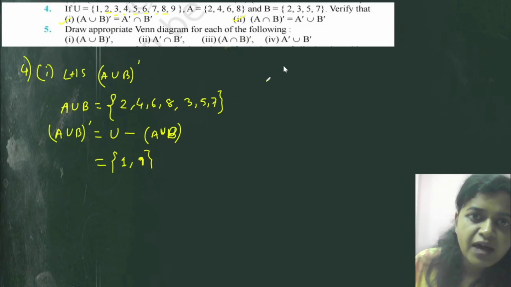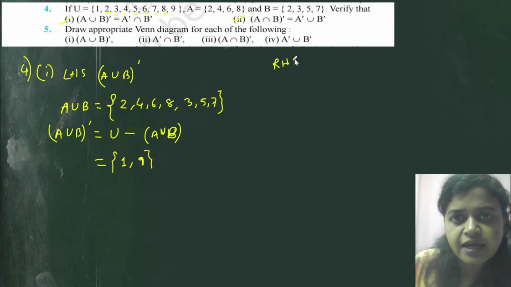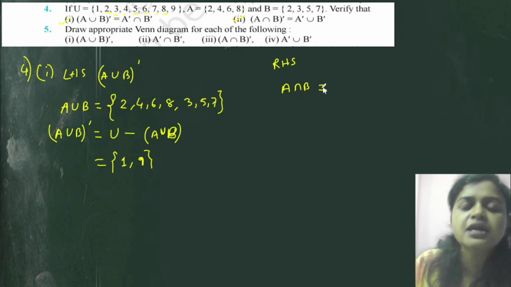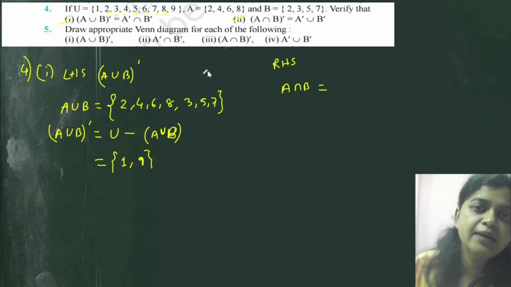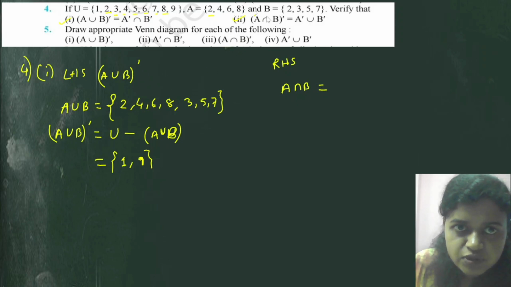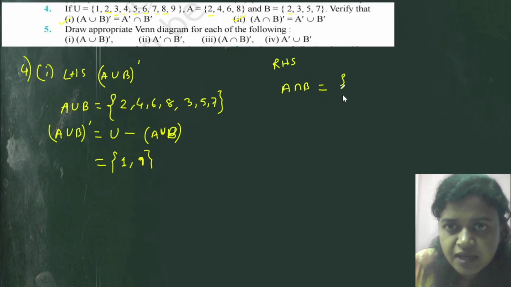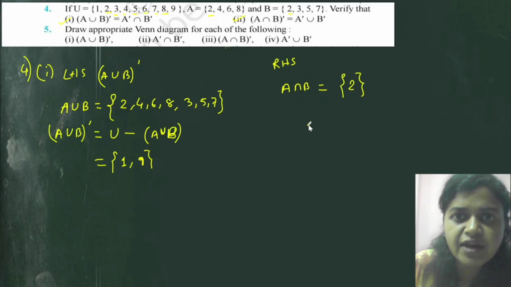Now RHS is A complement intersection B complement. First you have to find out A intersection B, meaning the common elements of A and B. What is the common element? 2. So 2 is the element of A intersection B.